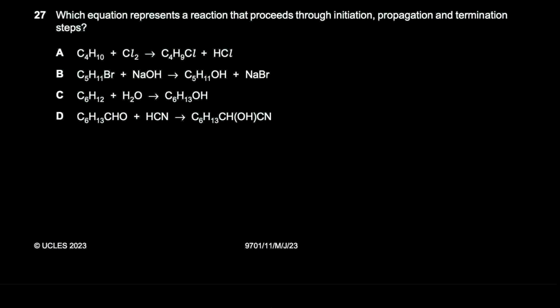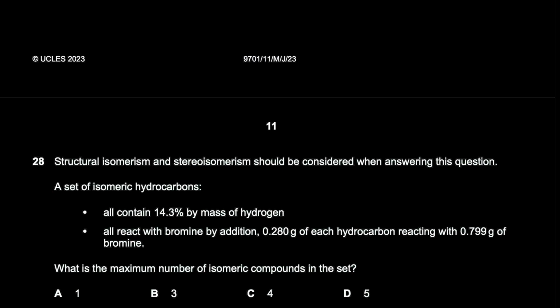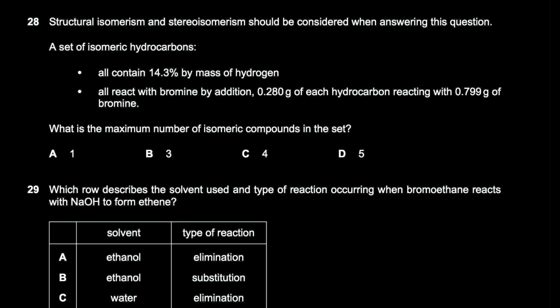Which equation represents a reaction that proceeds through initiation, propagation, and termination? This is free radical substitution. So which of these reactions proceeds through a free radical substitution mechanism? Well, that would be the halogenation of an alkane, right? In this case, that's the chlorination of butane, when a halogen substitutes for a hydrogen on a saturated carbon atom. So the answer is A. The essential condition, of course, is UV light for this reaction.